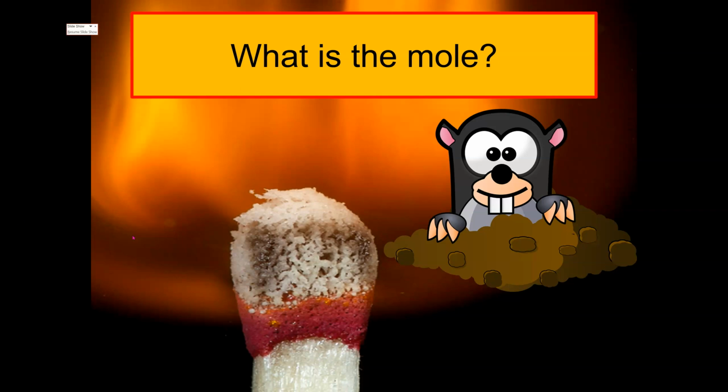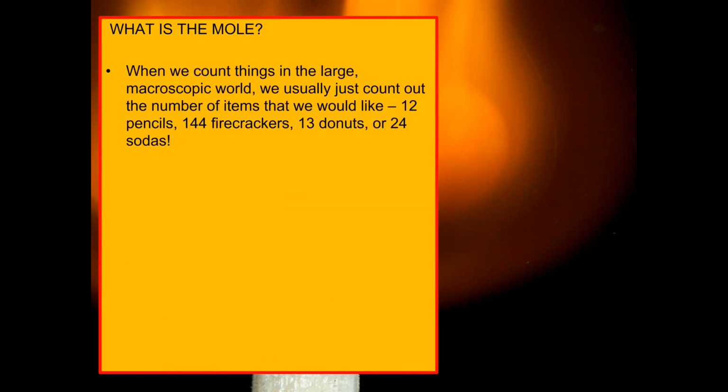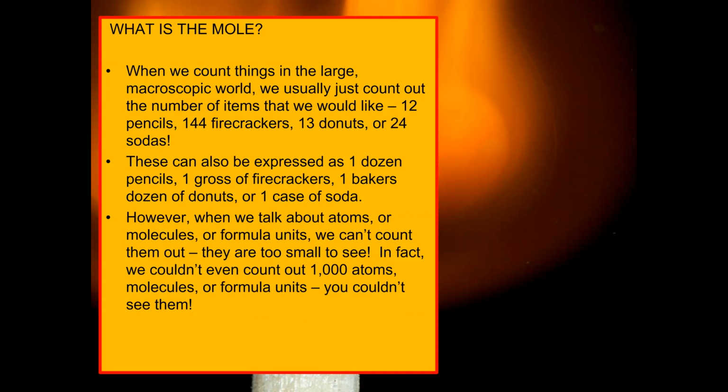When we start looking at our macroscopic world, we see things like a dozen pencils, or 144 firecrackers, 13 donuts. We can express them as dozens of pencils, a gross of firecrackers, 13 would be a baker's dozen, 24 might be a case of soda. But when we talk about atoms, molecules, formula units, we can't count them out. They're too small to see. And we can't even really count out 10 or even 1,000 of them because we can't see them.